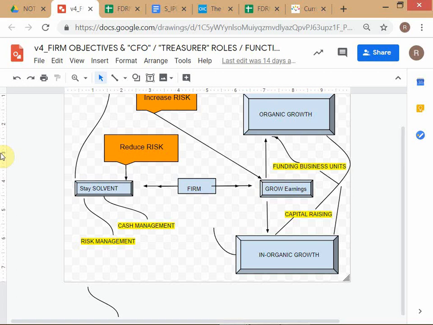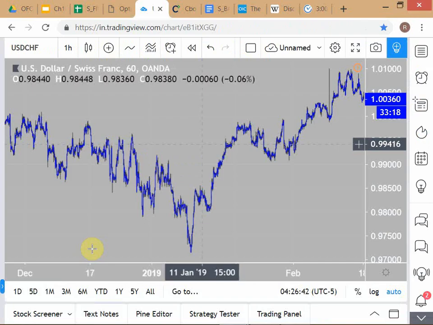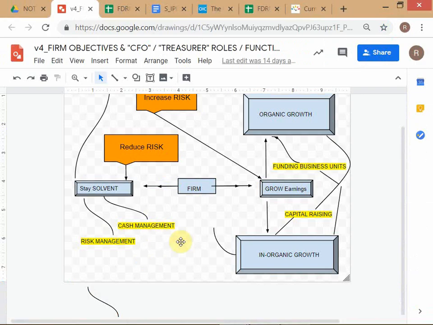Okay, so you have capital raising, funding business units, which we have not yet come to, and cash management and risk management, along with tax, legal, regulatory. As I said, the MBAs will get these kinds of jobs in the corporate treasury.